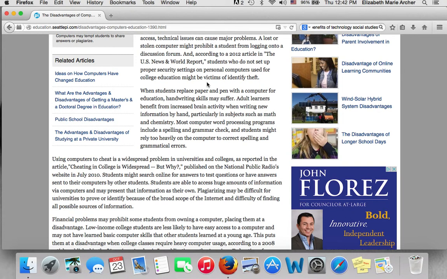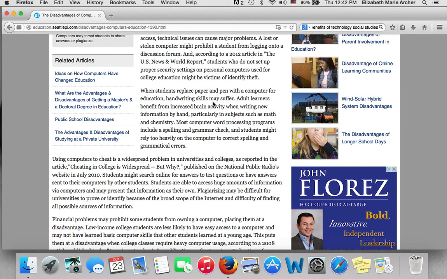Let's see, when students replace paper and pen with a computer for education, handwriting skills may suffer. I'm not entirely sure that's a huge deal in and of itself. Kindergarten through third grade, kids are still writing. I mean, they write anyway. Even if you incorporate technology, they're still writing. I don't quite think that's as realistic of a point, unless they're talking about like cursive writing.